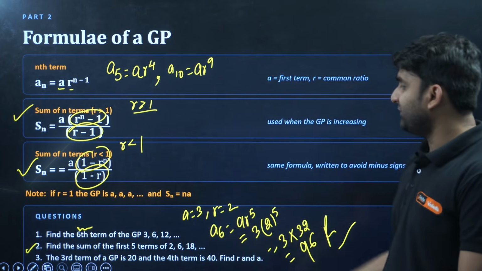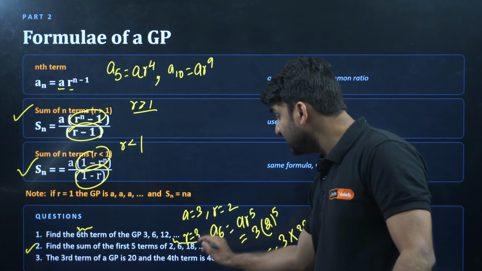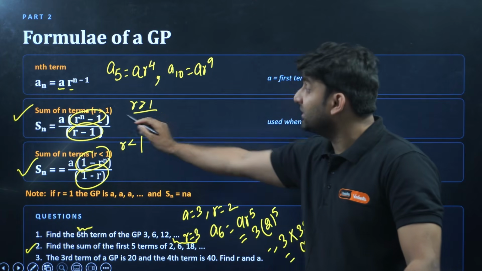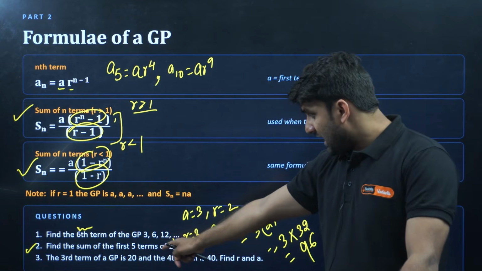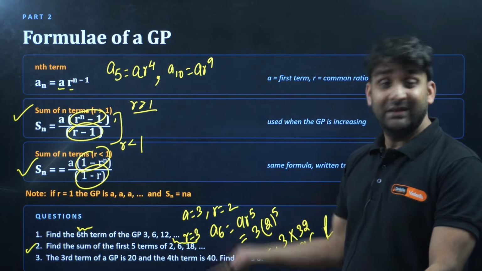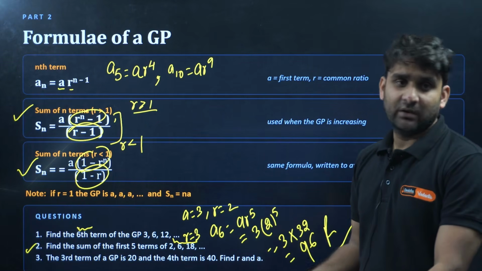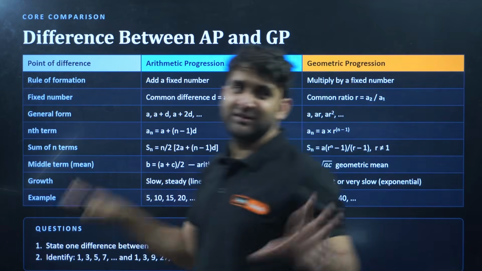Two questions I'm giving you guys as homework. Find the sum of the first 5 terms. So first find out R here. What will be R? Here R is 3, and R is 3 means R is greater than 1. So this formula will be used. If R of any GP were less than 1, then the other formula will be used. Clear? Okay.